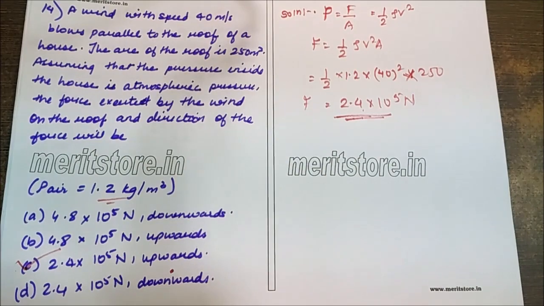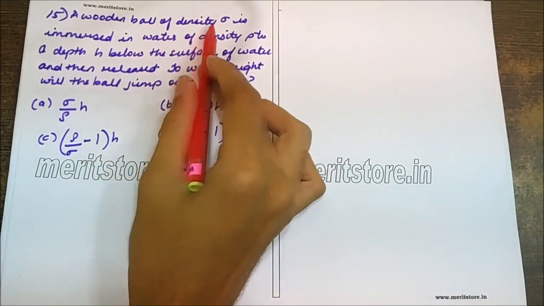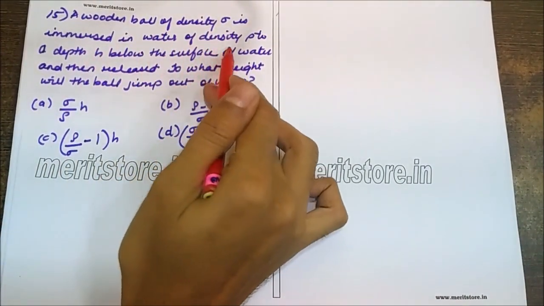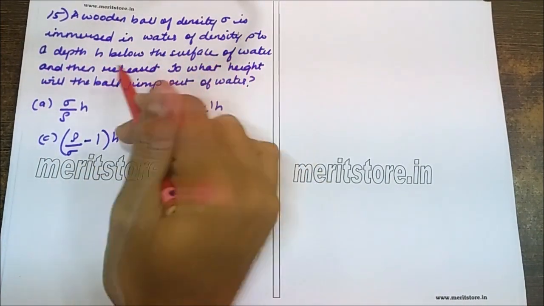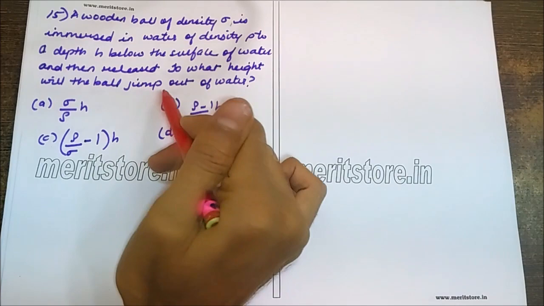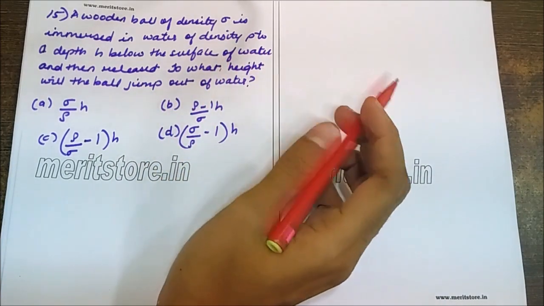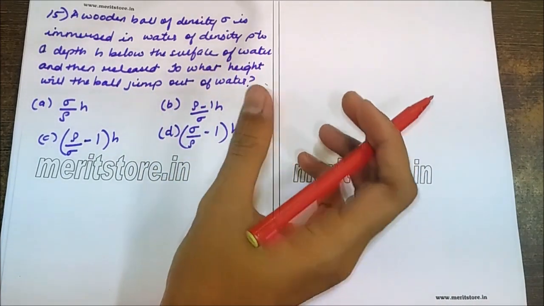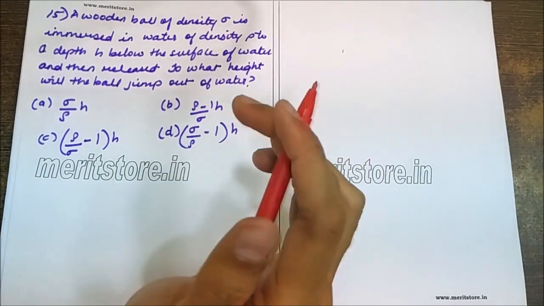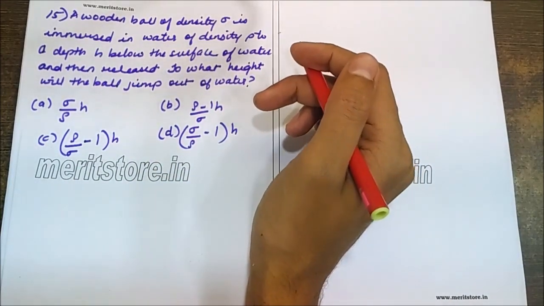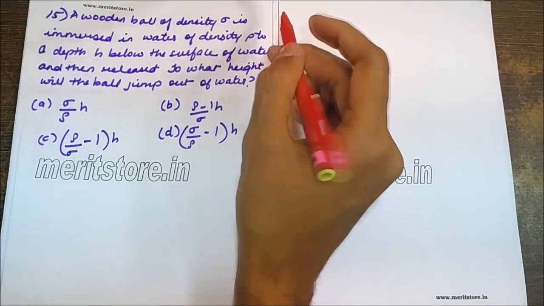A wooden ball of density rho is immersed in water of density sigma to a depth of h below the surface of the water, and then it is released. To what height will the ball jump out of the water? So we have a wooden ball of density rho immersed in water, and we have to find the height by which the ball will jump outside.